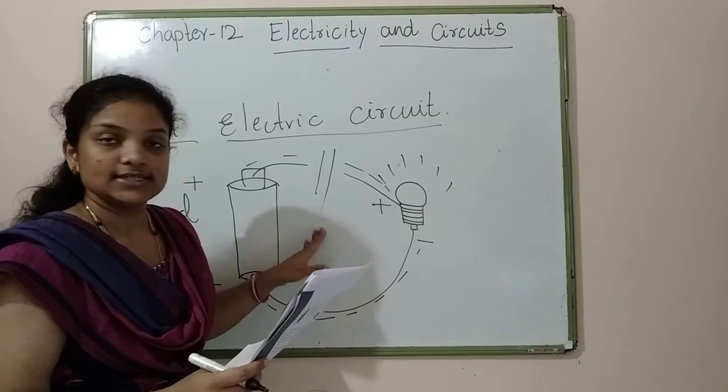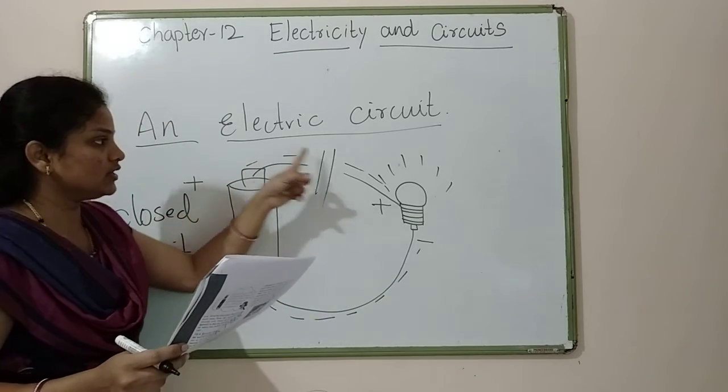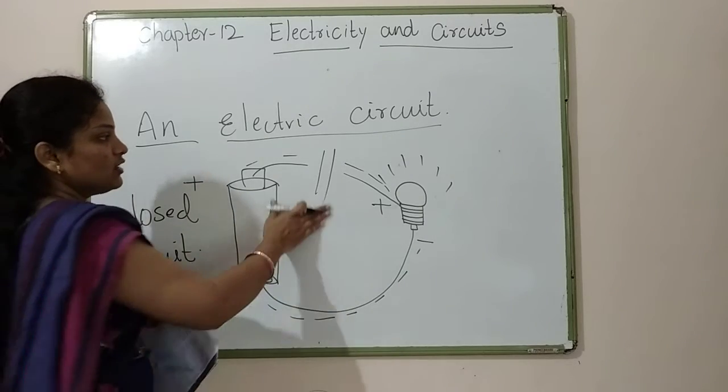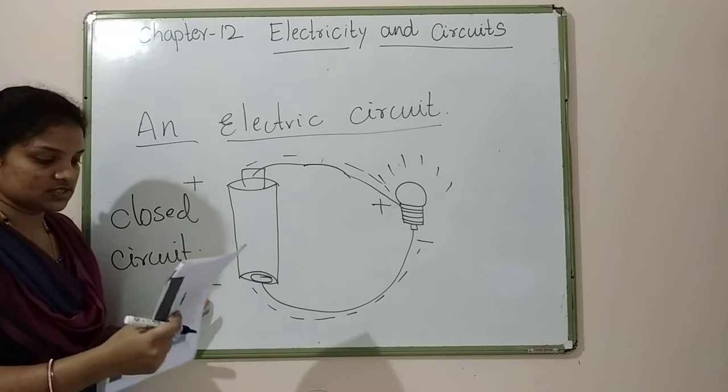This is called a circuit. So this is the closed circuit. This connection will allow the current to flow through this circuit. So this is called a closed circuit.